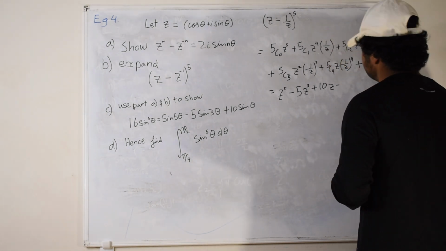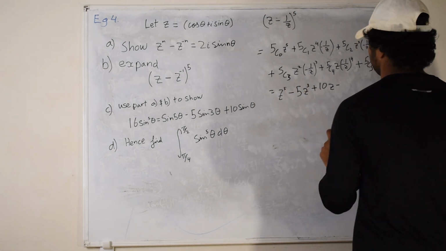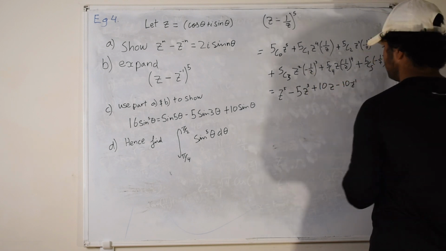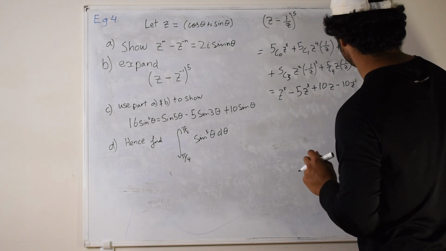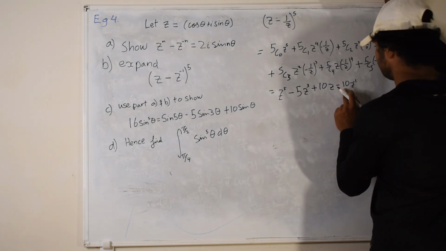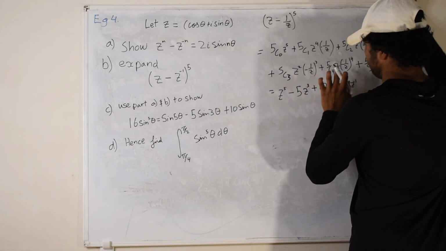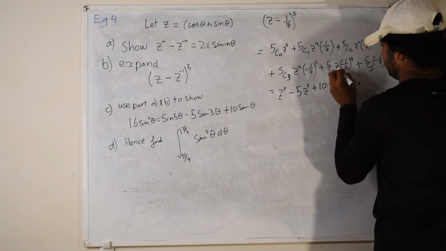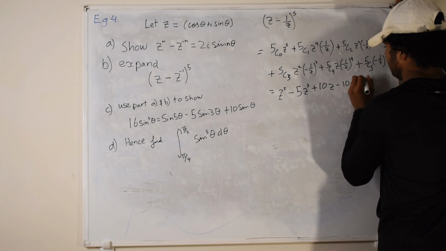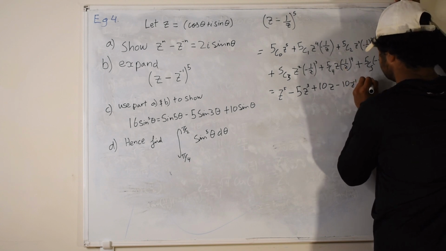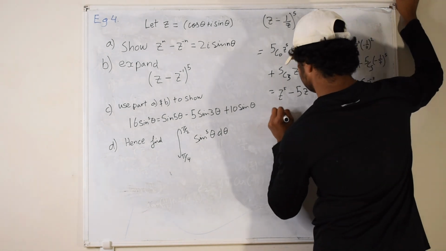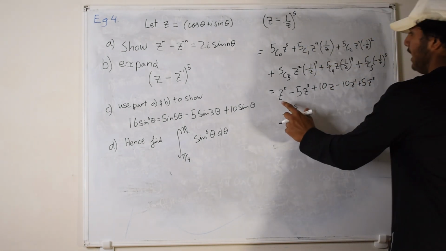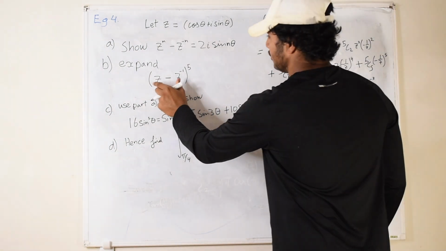Still get a minus there, so that comes in front. 5c3, I believe, is still 10. We've got z to the power of negative 1. Yep, 10 to the power of negative 1. And then we've got 5c4, minus the power of 4 cancels, becomes positive, plus we've got 5c5, z to the power of negative 3, and then we've got another minus, 5c5 is just 1, z to the power of 5. So there is the expansion of this.